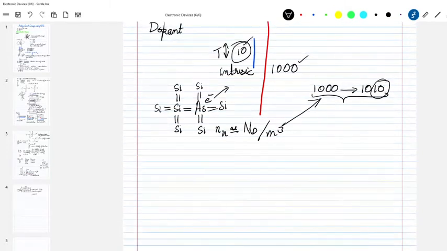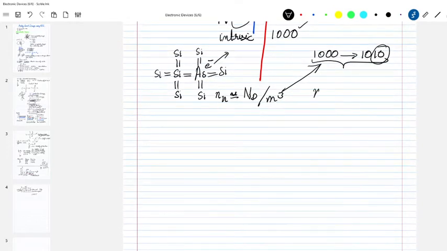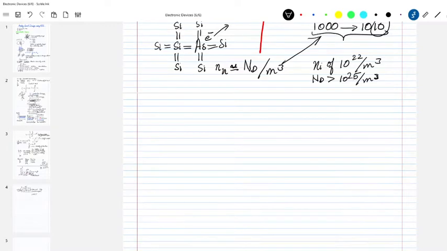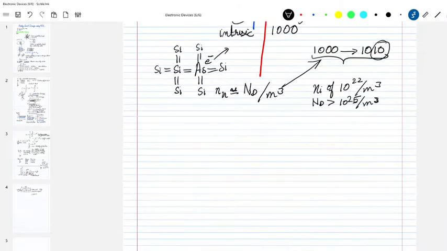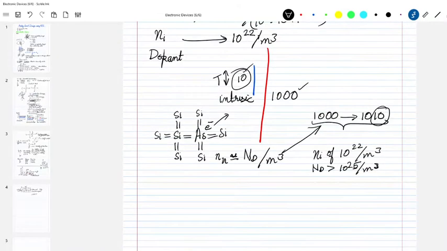So now if ni is of the order of 10 raised to 22 per meter cube, then you should go with a doping which should be greater than 10 raised to 25 per meter cube. So it should be 1000 times at least. So what is the minimum value of doping? It should be at least 1000 times what intrinsic is, so that the temperature dependence is gone.